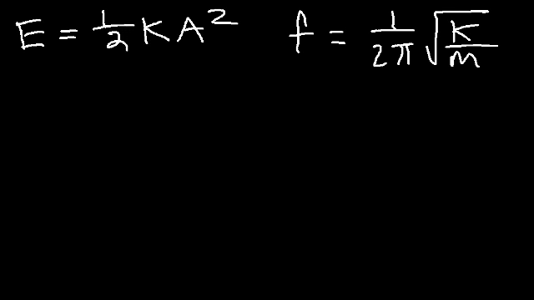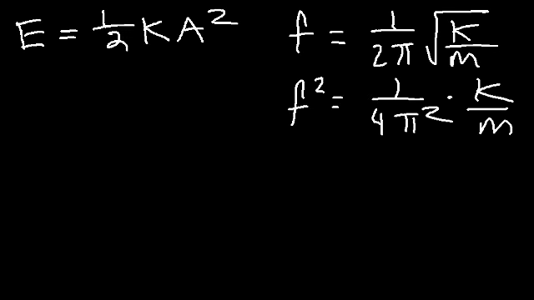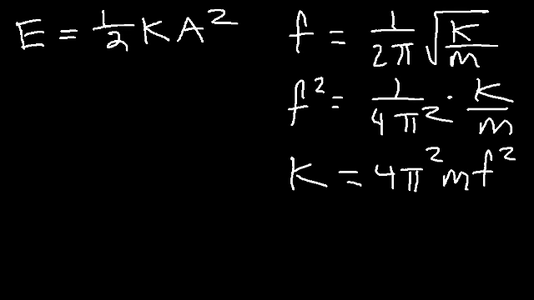Now, with the equation on the right, let's solve for k. So let's square both sides. f squared is going to be equal to 1/4 pi squared times k divided by m. So if we multiply both sides by 4 pi squared m, we'll see that k is equal to 4 pi squared times the mass times the square of the frequency.